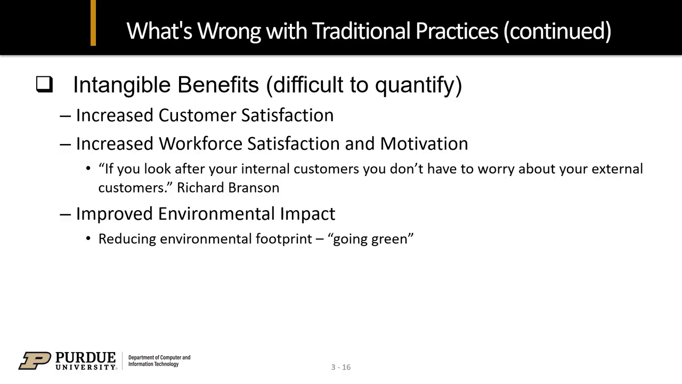And continuing with what's wrong with traditional practice, some other things we can look at are intangible benefits, the things that are hard to quantify. And in my experience doing quality and process improvement, from some of my leaders, if you couldn't quantify something, then they didn't want to see it. They didn't want to have to consider it. But we know that these intangible benefits can have a big impact. A couple of the main ones are increased customer satisfaction, which can either lead to more sales or less sales, and increased workforce satisfaction and motivation.